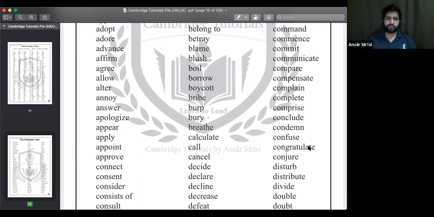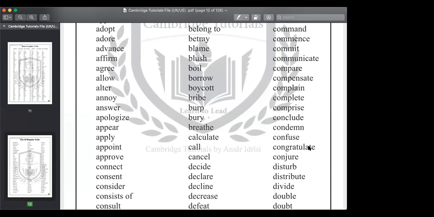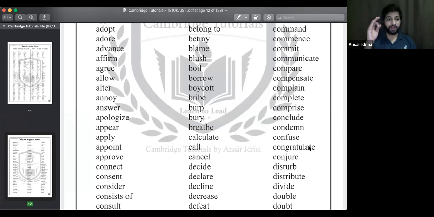Actually, I'm going to teach you tomorrow the sixth tense. Then after that, from Monday, I'm going to start a very new topic, and that's modal auxiliary verbs in English. Is that clear? Yes. Modal auxiliary verbs are one of the most important chapters of our English.